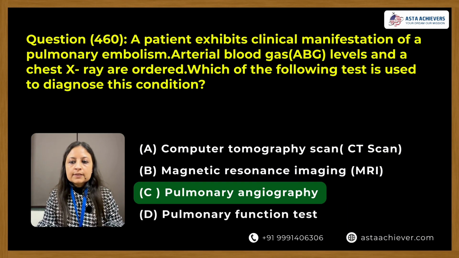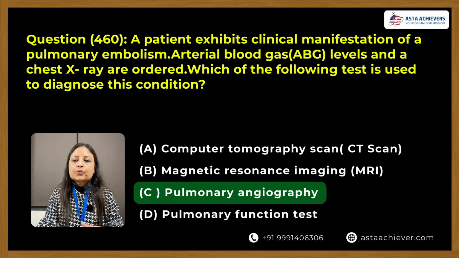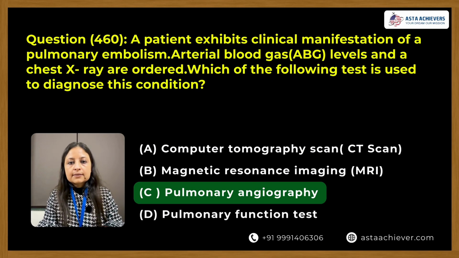Question number 460. A patient exhibits the clinical manifestations of pulmonary embolism, and arterial blood gas levels and a chest x-ray are ordered. Which of the following tests is used to diagnose this condition? Option A, computerized tomography scan. Option B, magnetic resonance imaging. Option C, pulmonary angiography, and option D, pulmonary function test. To rule out the pulmonary embolism, we definitely need to perform the pulmonary angiography. So option C is the correct answer.